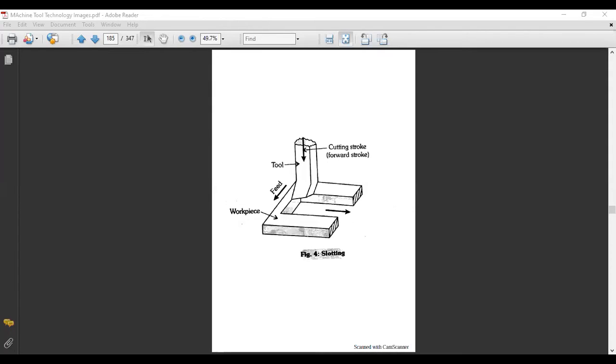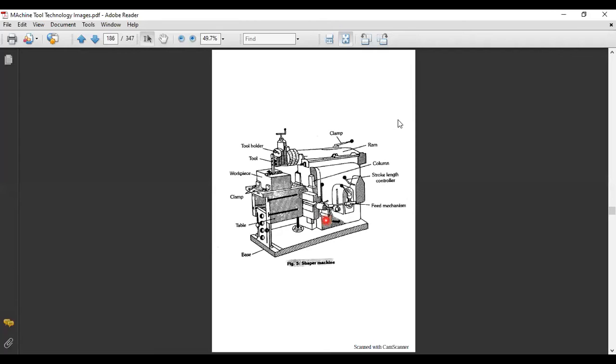So there is slotting. Generally, this is known as slotting. You can see the workpiece is a U-shape, and the U-shape workpiece is made by the slotting operation, not by the planar operation. Next is the shaper machine.